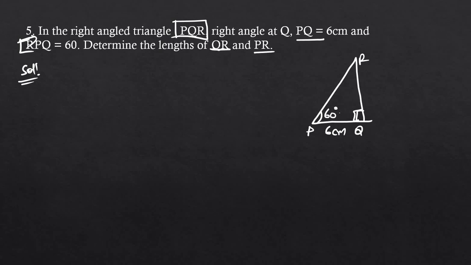So QR, where is the QR? This value we have to find, and PR, this value we have to find. Solution here. So what is given? Angle RPQ is equal to 60 degrees is given. So this I took here. Another thing, PQ is equal to 6 centimeters is given. So he is saying that PQR is a right angled triangle.